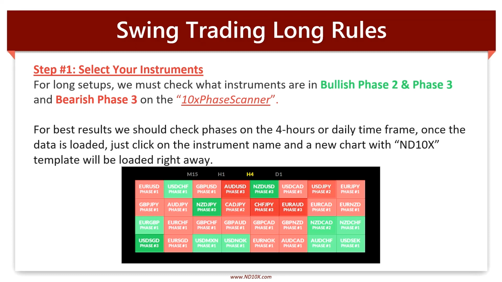Once the data is loaded, just click on the instrument name and a new chart with ND10X template will be loaded right away. So if we look at this example over here, we have the Euro USD phase 1 bearish, so nothing, dollar Swiss franc phase 1 bullish, so nothing, pound dollar, nothing. The first pair we can pick would be the Aussie dollar phase 3 bearish, then the Kiwi dollar phase 3 bearish. After that we have the Kiwi yen phase 3 bullish, then the Swiss franc yen phase 3 bearish, Euro Aussie phase 3 bearish, and we have the dollar Singapore dollar phase 3 bullish.